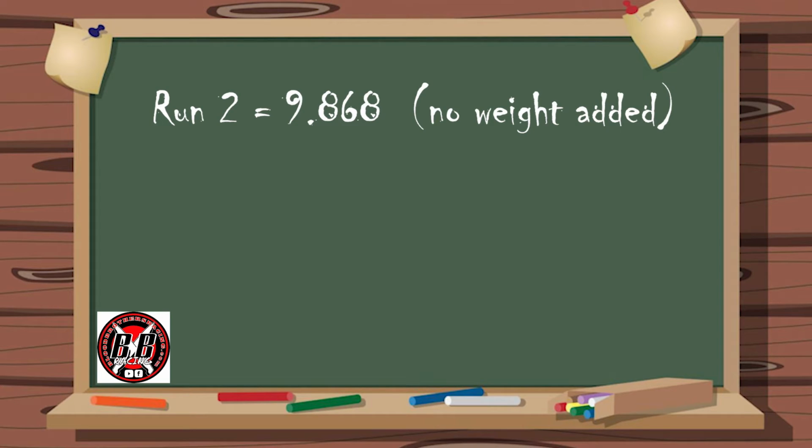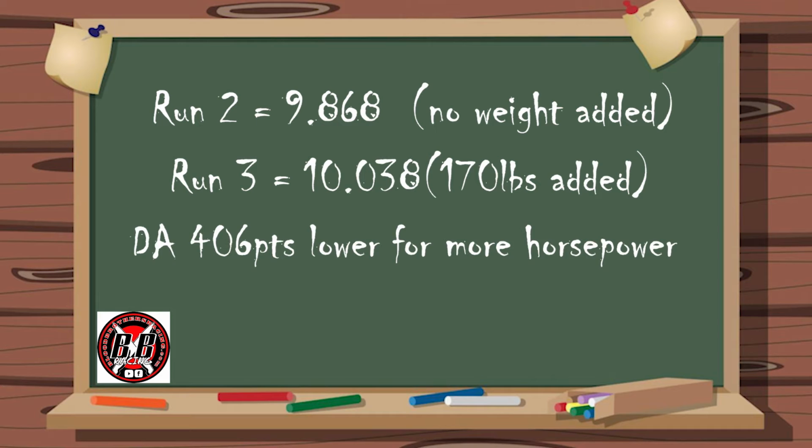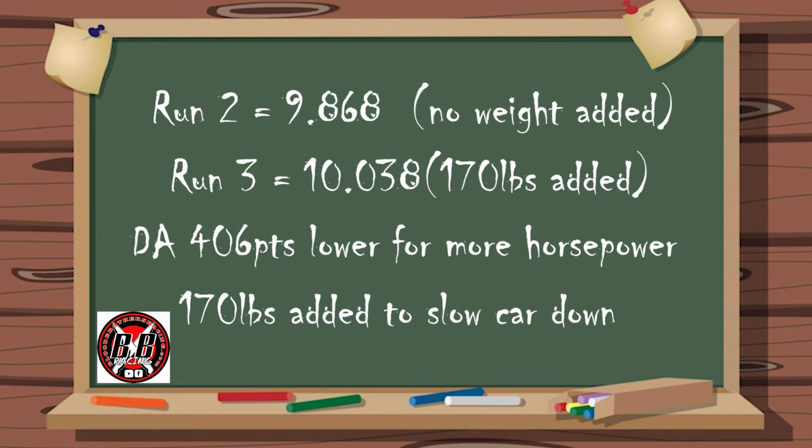So let's recap what's happened here. Our baseline run was 9.86 with an 8. Our next run was 10.03 with an 8. The DA had gone down 406 points, which means we had a little bit more horsepower, which means we would have gone faster. So we needed to add weight, and so we added 170 pounds to slow the car down.